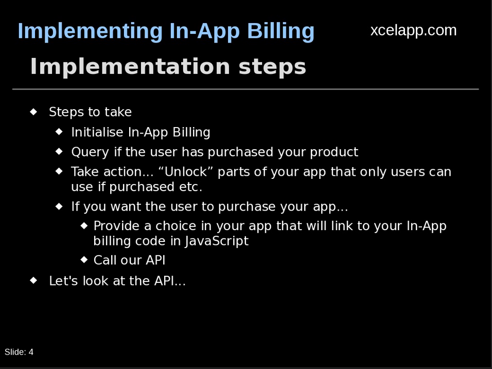First, you initialize in-app billing. You can query if the user has purchased your product already. If so, you can take actions such as unlocking parts of your app that only users that have purchased your app can see. And if you want the user to purchase your app, you can provide a choice in your app that will link to your in-app billing code in JavaScript, and then just call our API. Let's look at the API that lets you do these things.